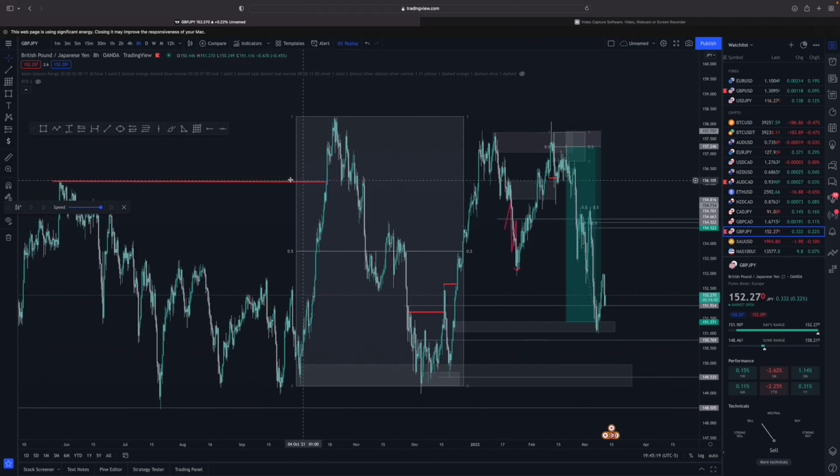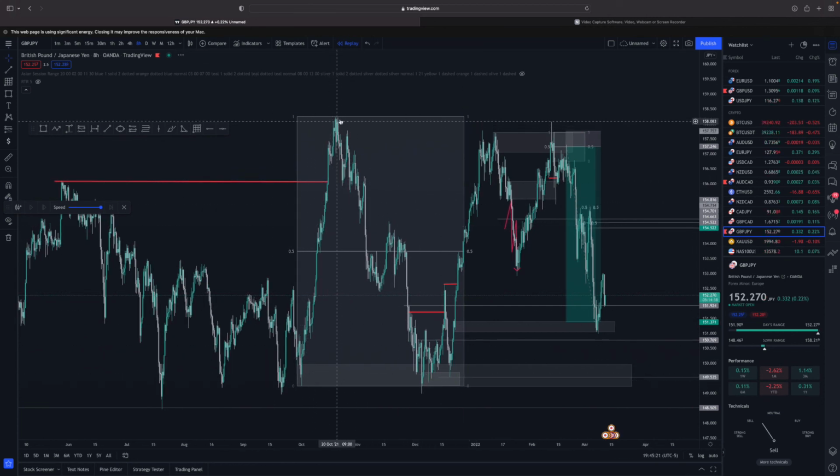Now, look how this broke this structure. You notice that this leg did not break this structure, which means that this is weak. So that means price can now trade back down into this zone and break below it, right? The only thing that could hold it up is this zone from over here.